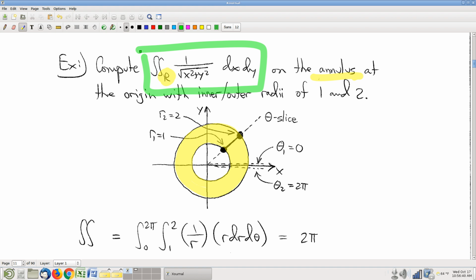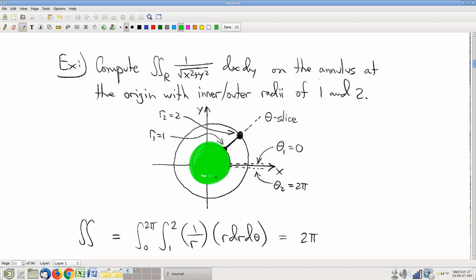You might try to say, well, how about I'll do the integral over the big disk, and then I will subtract the integral over the small disk. And, well, shouldn't green minus blue give me the annulus, right? And here's the problem. Over either of those disks, the integral is undefined. Right? If you think about it, it has to be undefined.